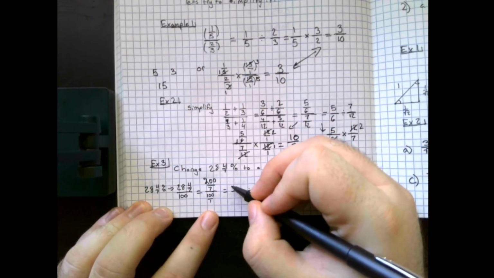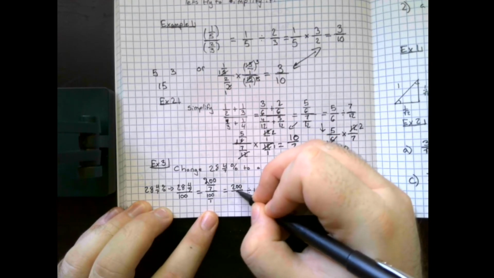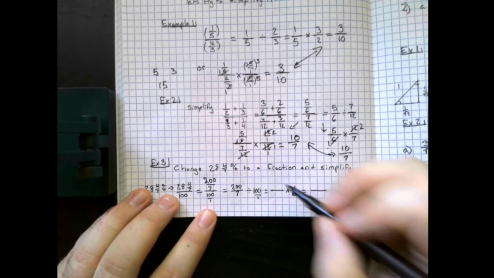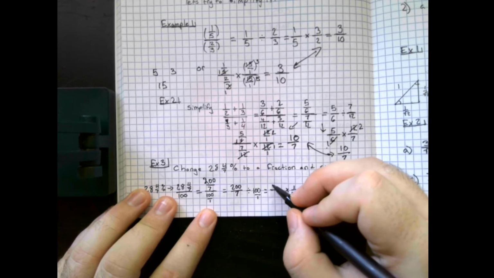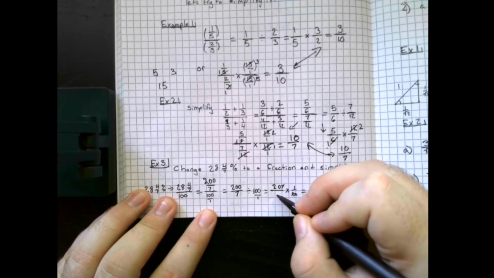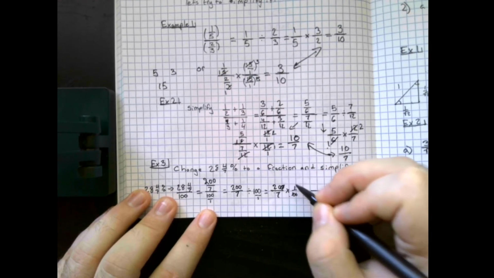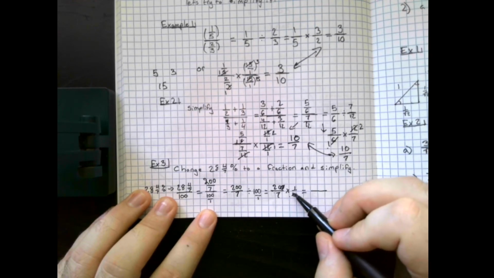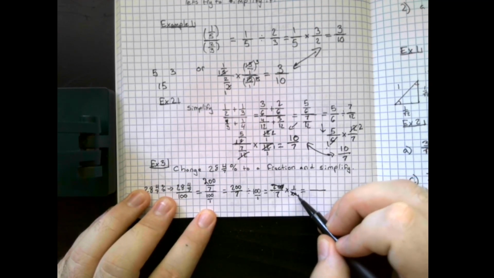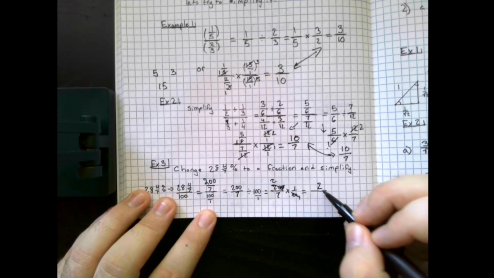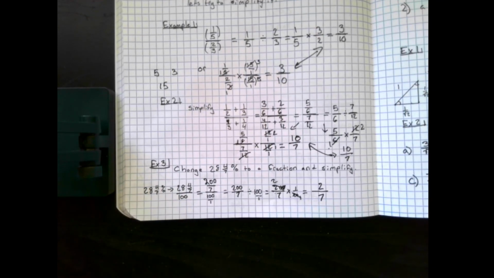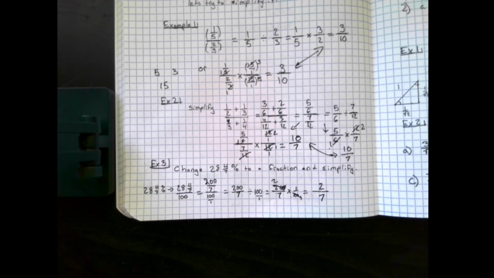So we could write that as 200 over 7 divided by 100 over 1, or 200 over 7 times 1 over 100. The 100 can reduce, giving us 1 and 2, leaving us with 2 sevenths as our final answer. Now, that has been how we can simplify and reduce complex fractions.